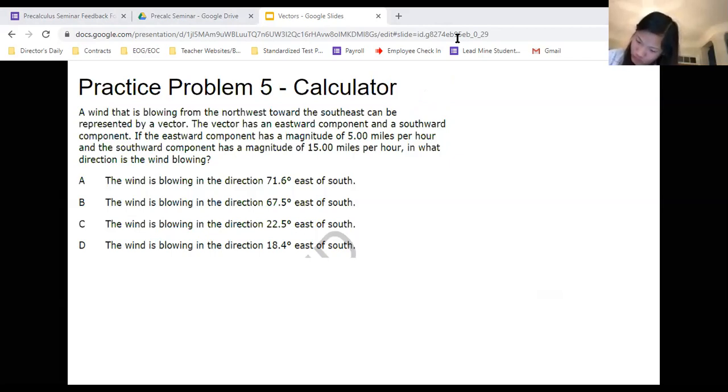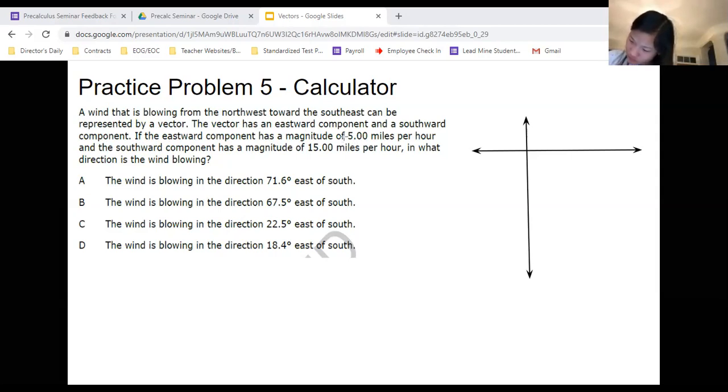So we have a wind that is blowing from the northeast towards the southeast, which can be represented by a vector. Let's do this first: I'm going to draw a coordinate system here. So the vector has an eastward component and a southward component. If the eastward component has a magnitude of 5.